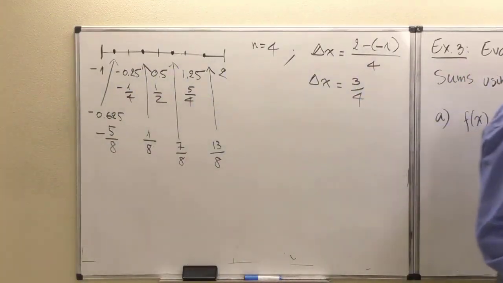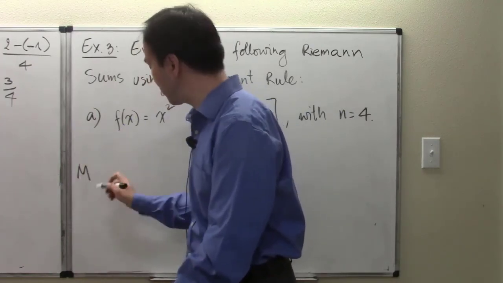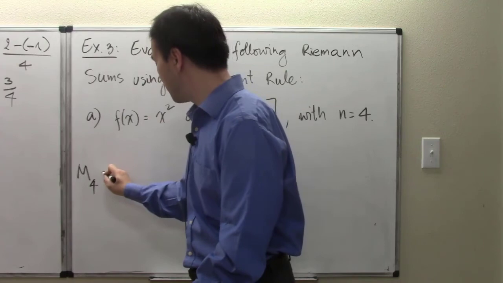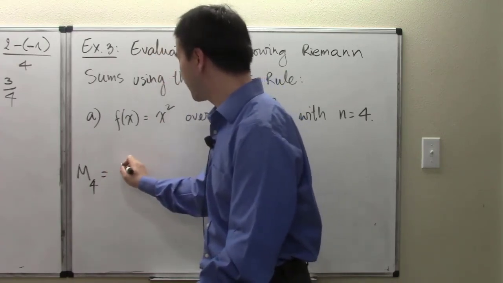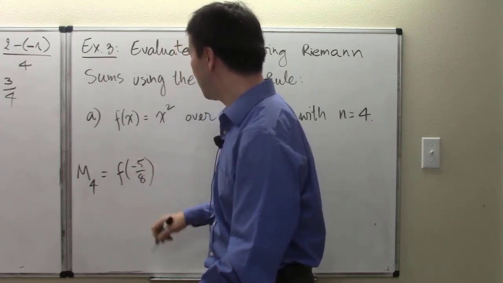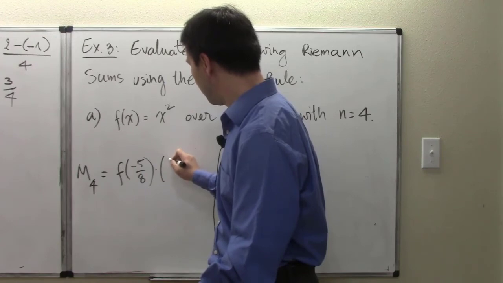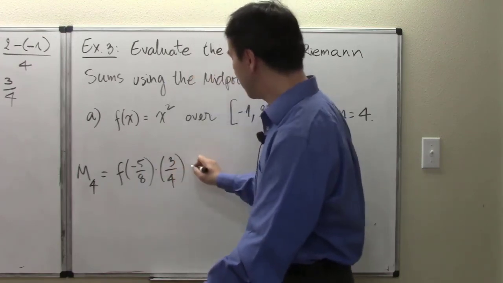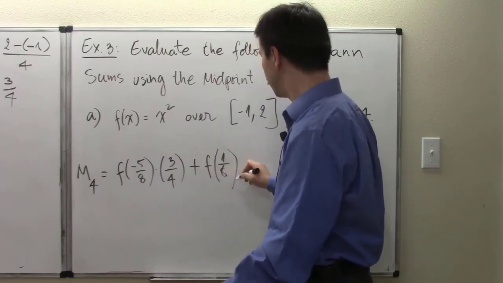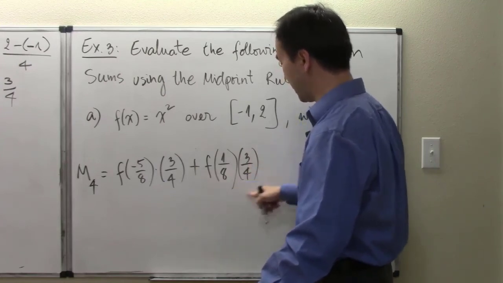Of course, the symbol for the Riemann sum using the midpoint rule with 4 subintervals is once again M4, just like how we did in our first activity. Now I am going to sum. The height of the first rectangle is f at negative 5/8, multiplied by the width of the rectangle, 3/4. Then I add the function value at 1/8 times 3/4. That's the area of the second rectangle.